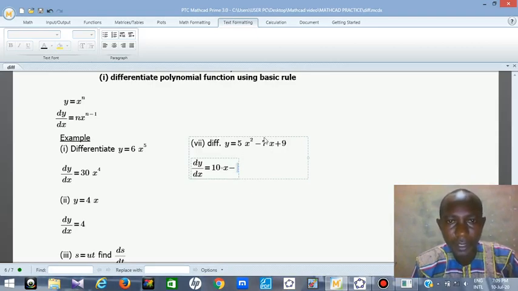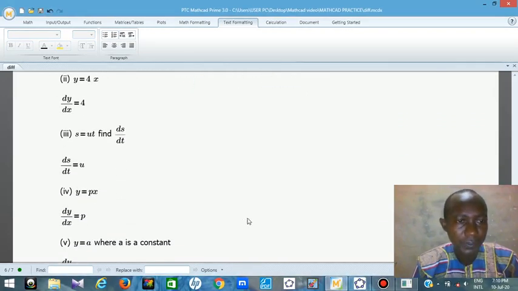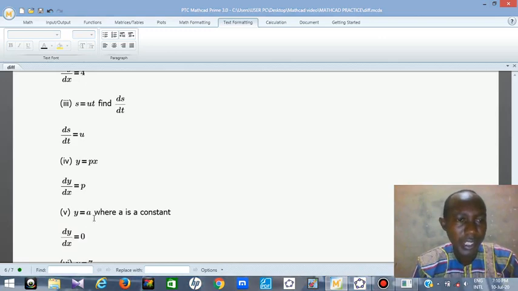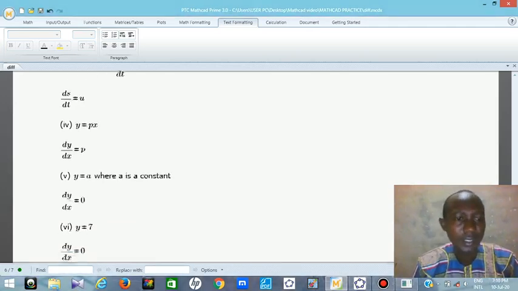7x. You put your minus down. 7x, remember the rule in number 2 example here, a constant and x, something like this. 7x gives us 7 because 1 minus 1 in the power is 0. So x raised to the power 0 is 1. So this is going to give us 7. Then the last one, which is a constant, we say differentiation of a constant, which is the example we did here. When y equals a, when a is a constant, dy/dx is equal to 0. Y equals 7, so dy/dx gives us 0.